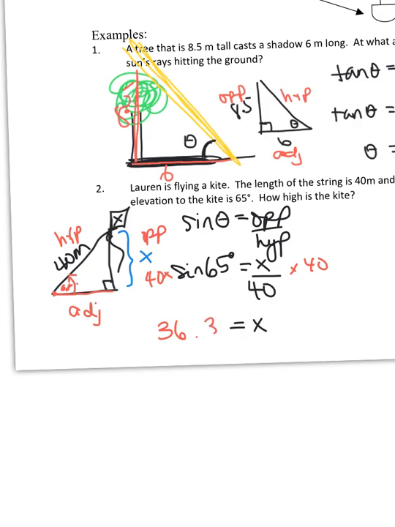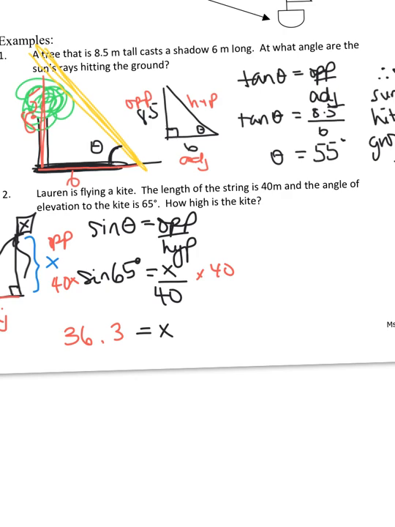So I get 36.25, so we'll say 36.3. And then we just need a word answer for our word problem. So therefore, the kite is 36.3 meters high.